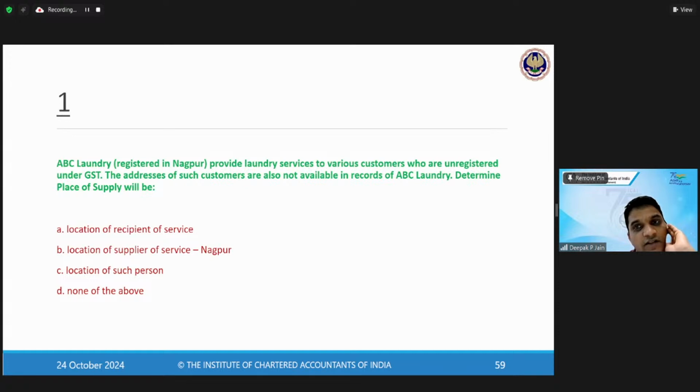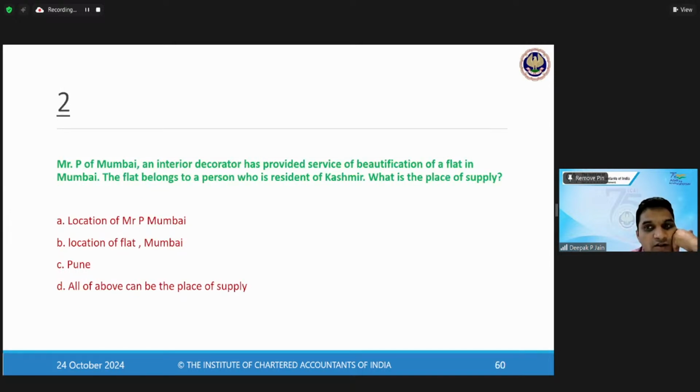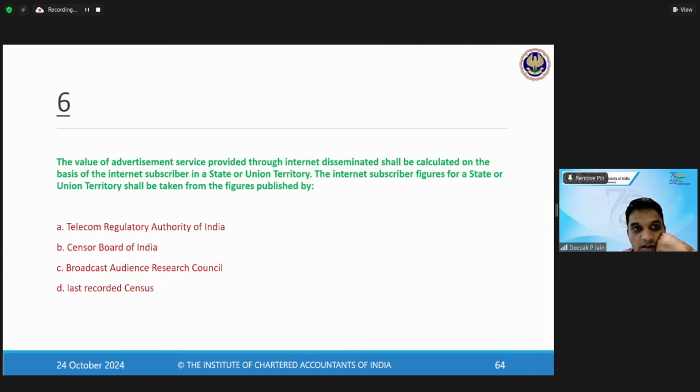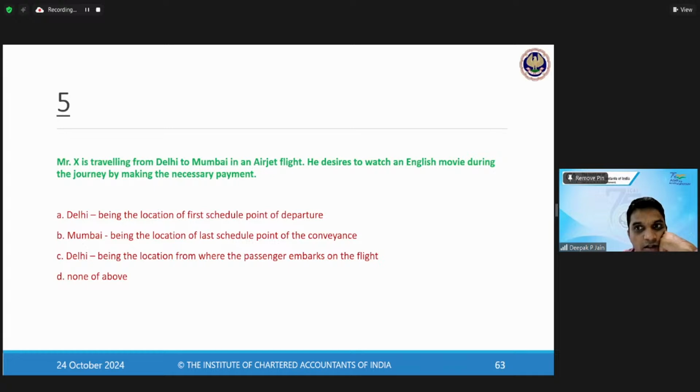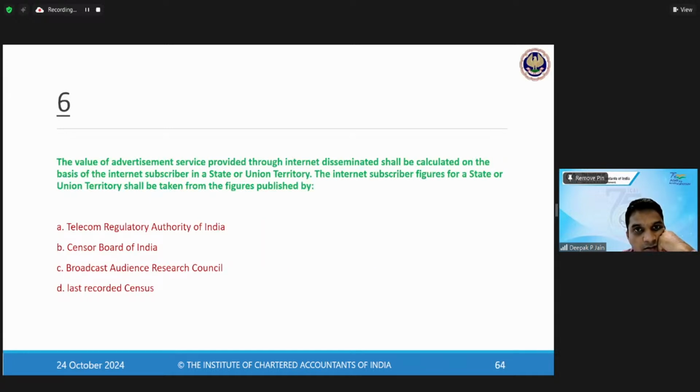Answer is B. Correct. Location of supplier of service, which is B. Next question. This was done. This is done. This is not. This is done. This is not done. Mahi, you have to tell me the answer, not ask me a question. Oh, for the previous one, it was B.